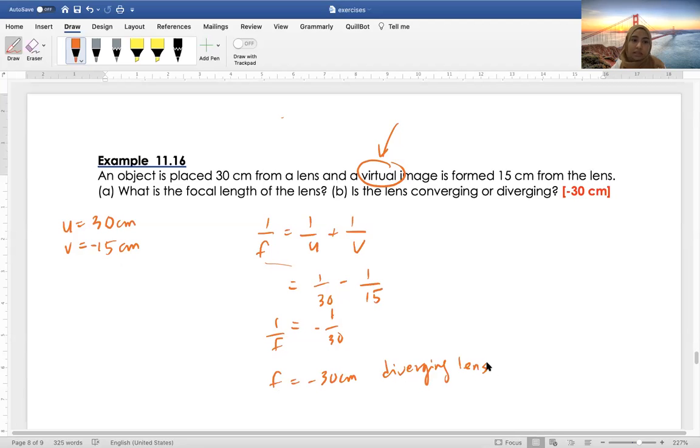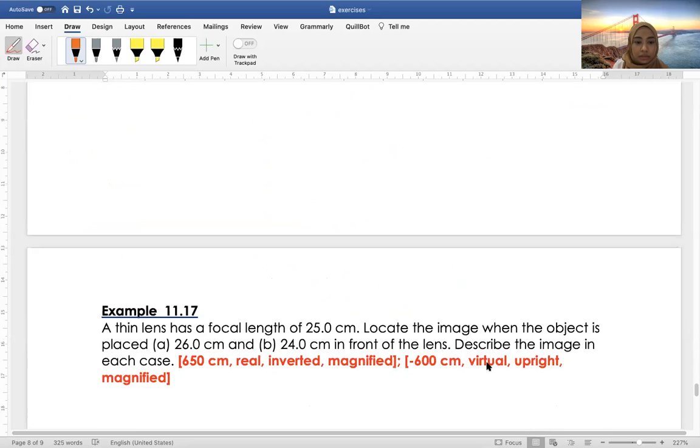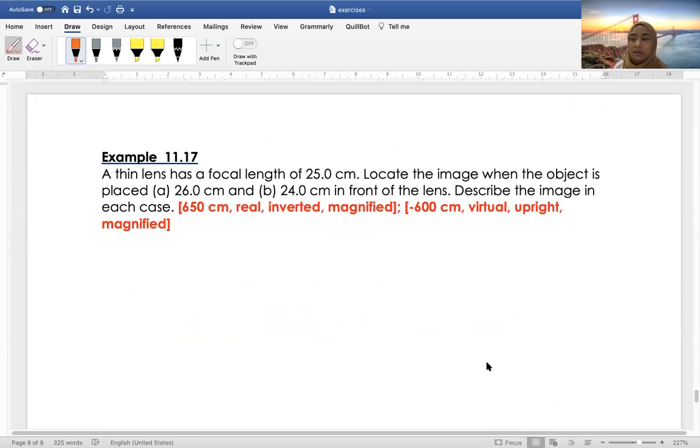Okay, so that was easy, just using 1 over u and 1 over v. Next one. A thin lens has a focal length of 25, so f is 25 centimeter. Locate the image when the object is placed. So you have two scenarios: u1 is 26 centimeter and then u2 is 24 centimeter.